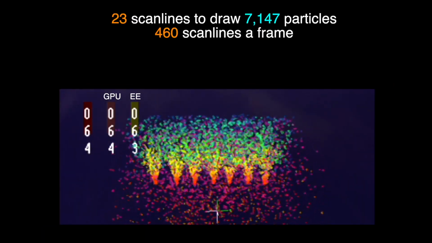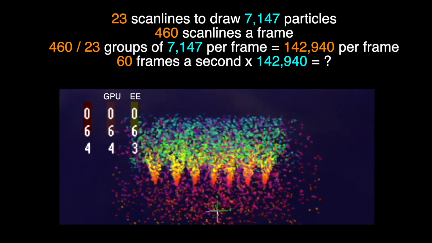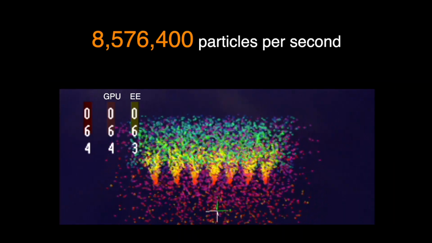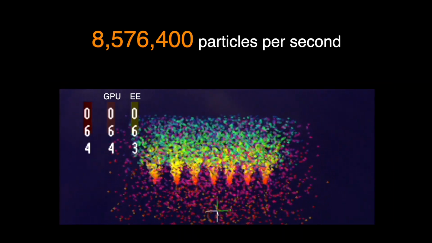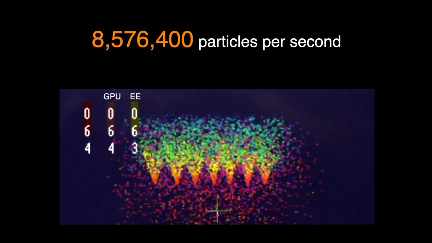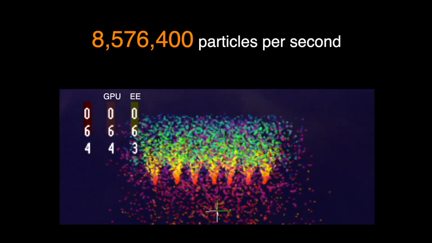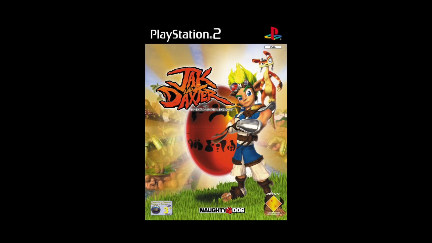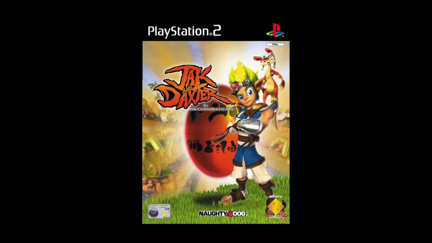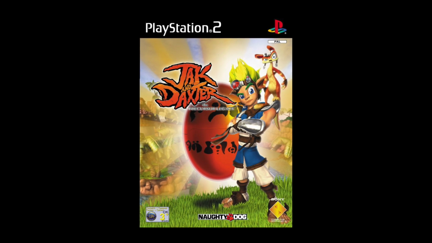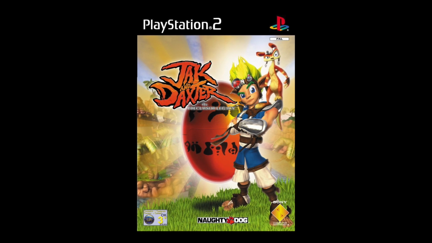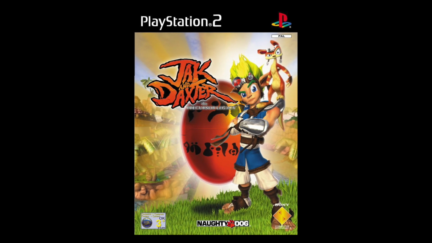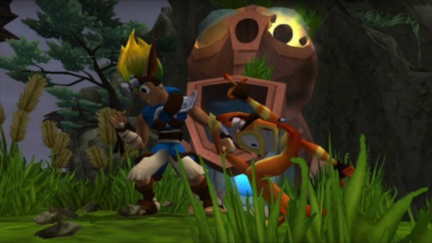A quick bit of maths shows that if we use the entire frame, we could draw just over 8.5 million particles per second. Now to put that in context, the fastest PS2 game engine I could find information about online was Jak and Daxter, which pushed around 15 million triangles a second. And the PlayStation 2 got big rendering speed increases by rendering strips of triangles that shared edges, which happened a lot in scenes and character models.